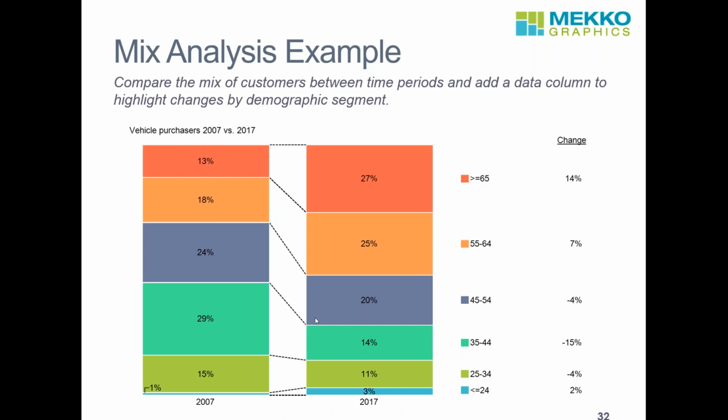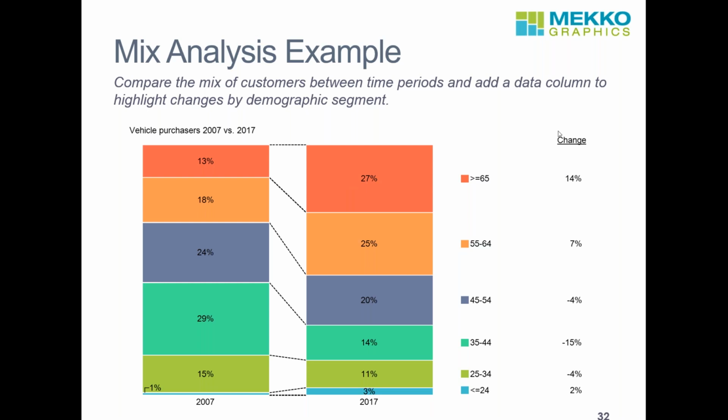And then the other place that's very common to look at mix analysis is to look at mix analysis over time. So here I'm looking at vehicle purchases, and very clear trend in terms of the increased age of motor vehicle consumers in the United States between 2007 and 2017. And one way to show that strongly is to leave out a lot of the years in between. If the trend is pretty constant over time, you can just show 07 and 17.